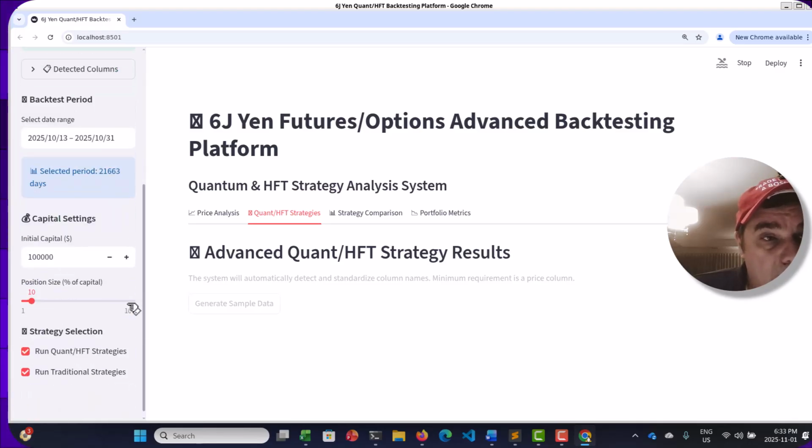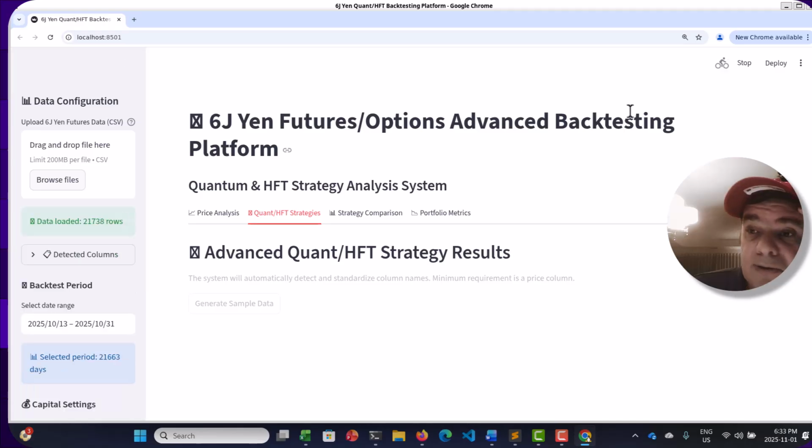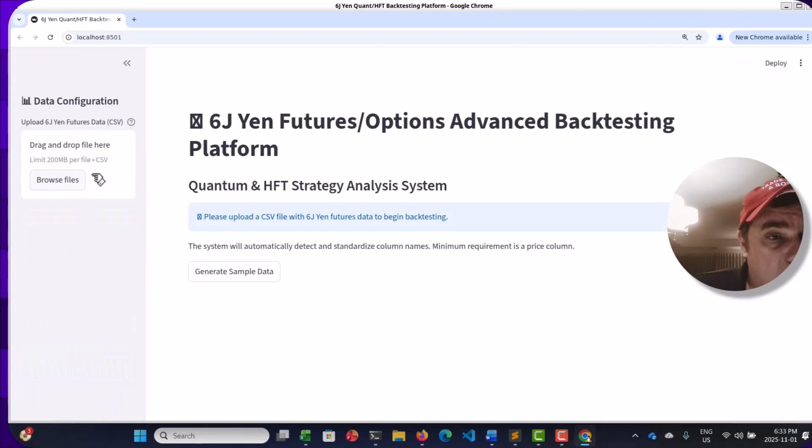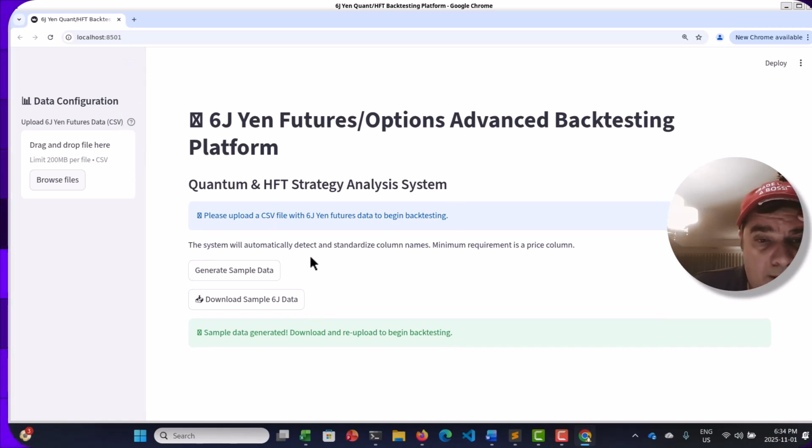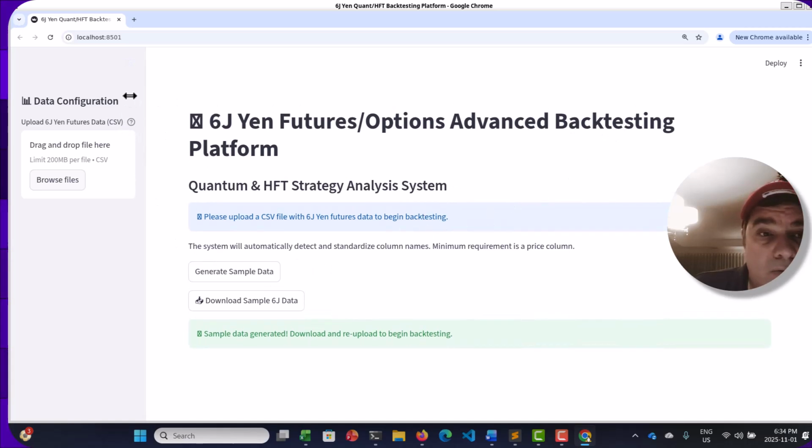Okay, let me do this. So I'm going to stop that. So now we are going to go in and generate sample data. Just go through the same process. Okay. So we can generate the data. Cool. Now what do I do? Okay.